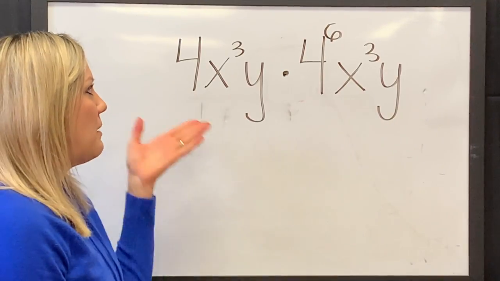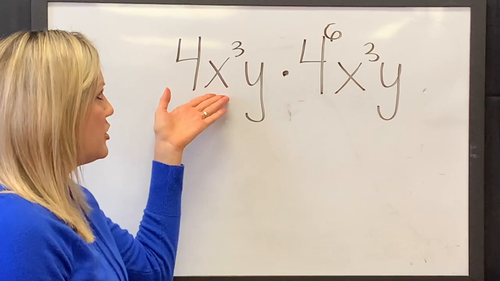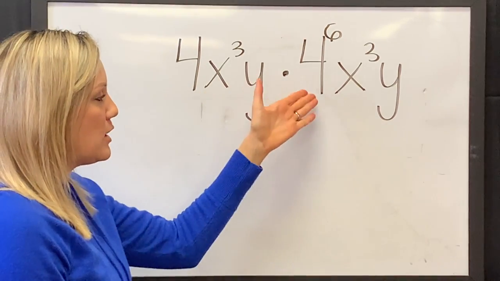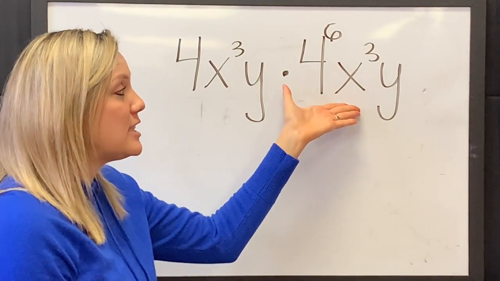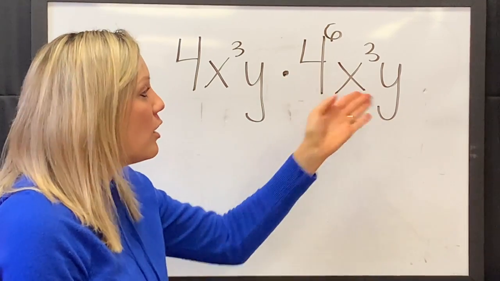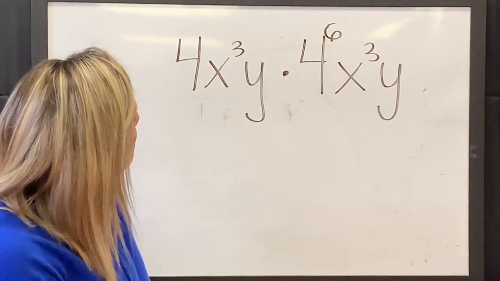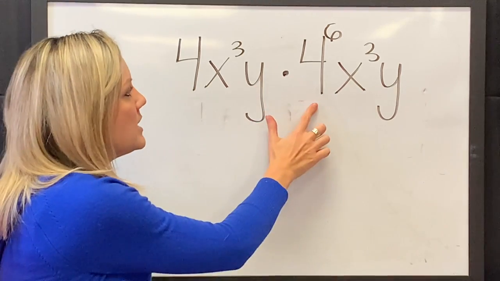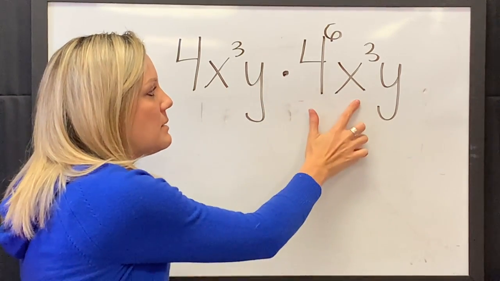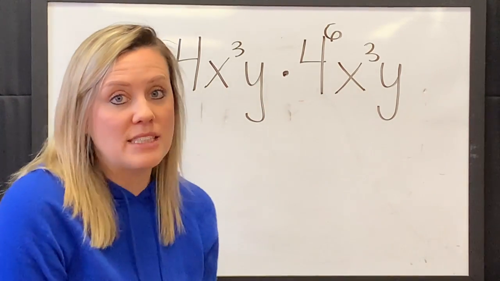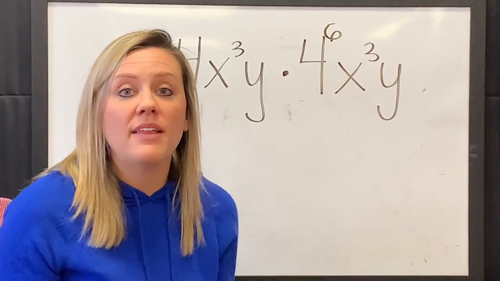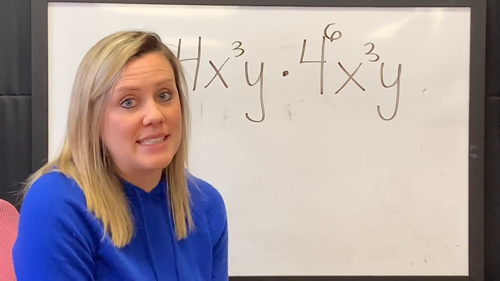Here is our next problem. I have 4x to the 3rd power y times 4 to the 6th power x cubed, or to the 3rd power y. So I want you to notice that we have 4's as bases, we have x's as bases, and we have y's as bases. And we are just going to combine the things that have the same bases.